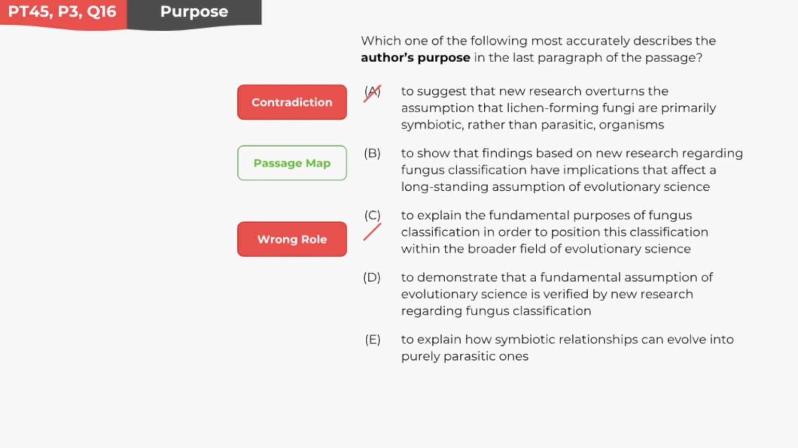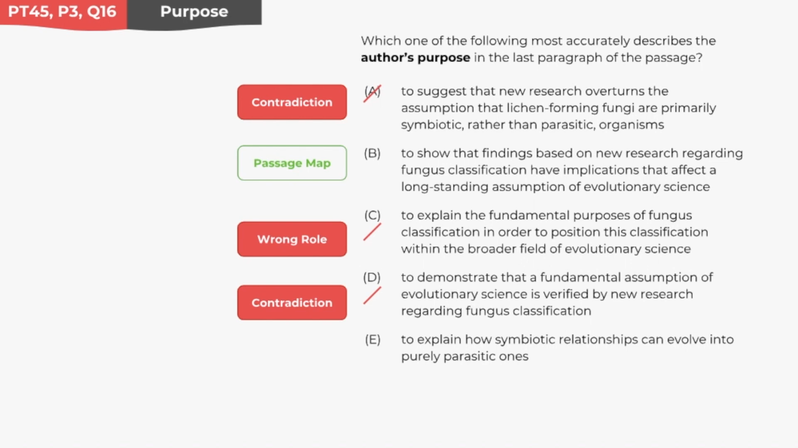D says to demonstrate that a fundamental assumption of evolutionary science is verified by new research. This is actually contradicted. It's not that the assumption has been verified, it's that it's been undermined. So let's get rid of D. Answer choice E says to explain how symbiotic relationships can evolve into purely parasitic ones. While it does do that, that's not the purpose of this paragraph.